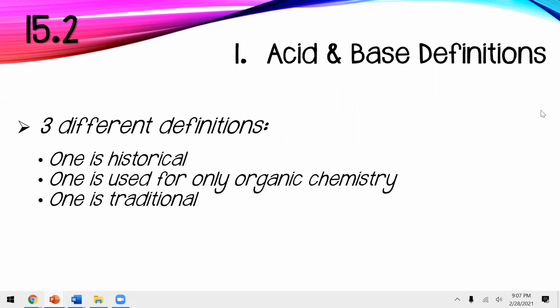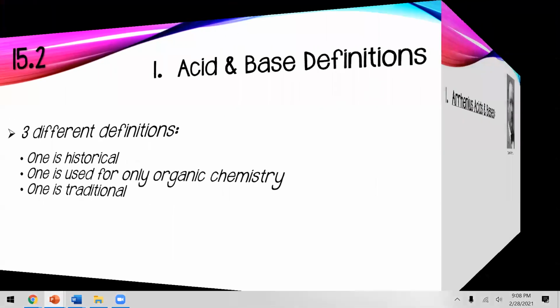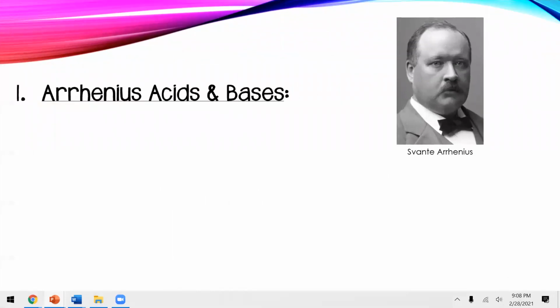Okay, so 15.2 is acid-base definitions. There are three different definitions for acids and bases. One is historical, one is only used in organic chemistry, and one is the traditional definition. So we're just going to briefly walk through each.